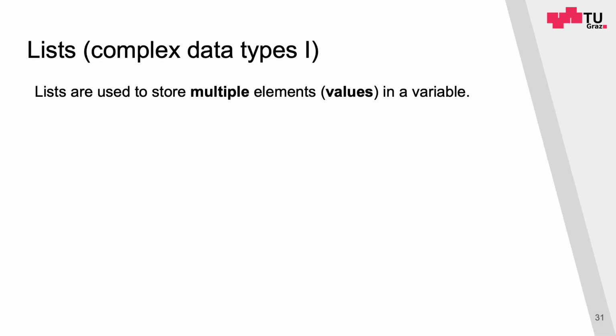Now we will talk about our very first complex data type, namely lists. Lists are used to store multiple elements or values in a variable, and you will use them a lot because they are really, really handy. So you can define a list as follows.